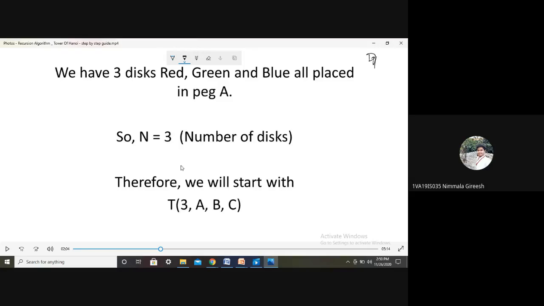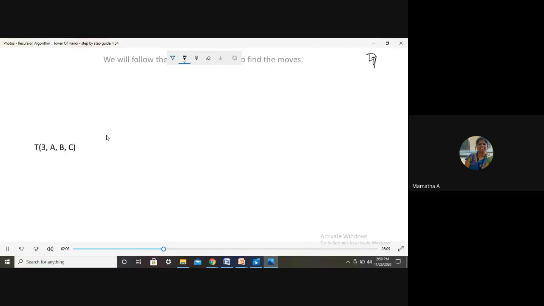3. And they are placed in which peg? A. From A, I should move to where? C. Using what? B. Yes, right? This is your initial function call. Remember. Right? So just look at this, how the flow goes.